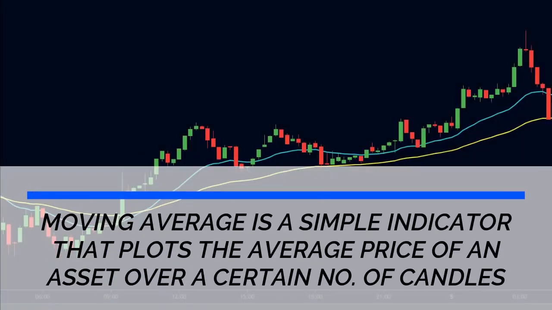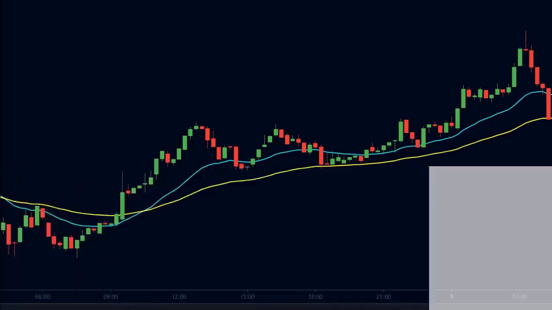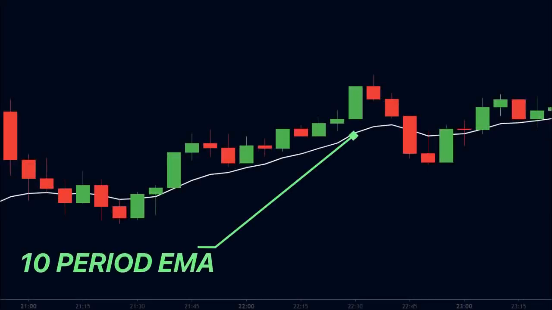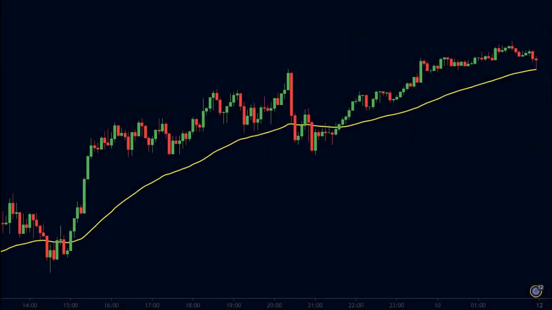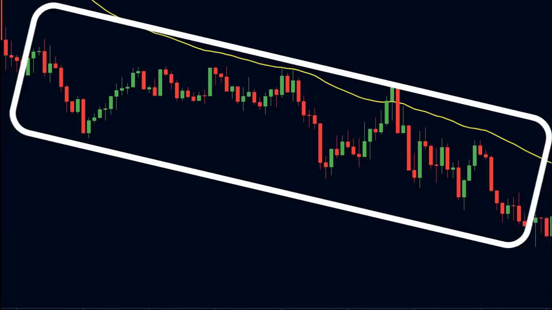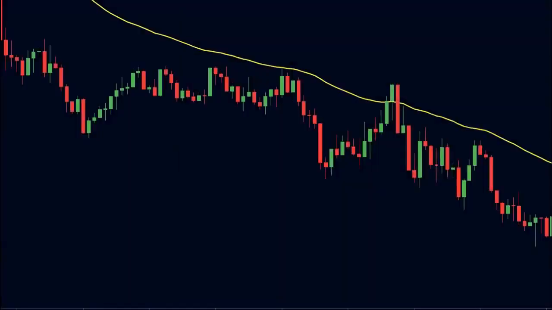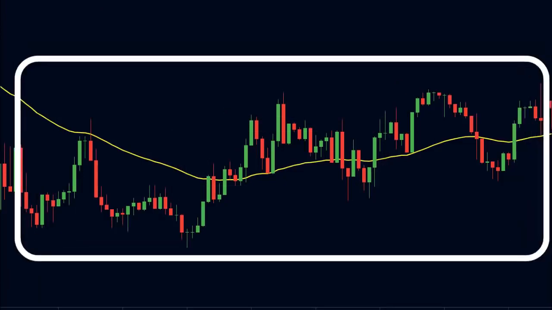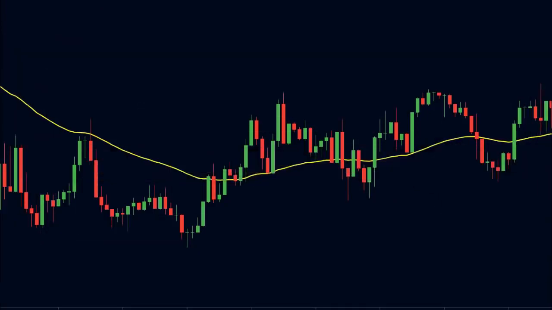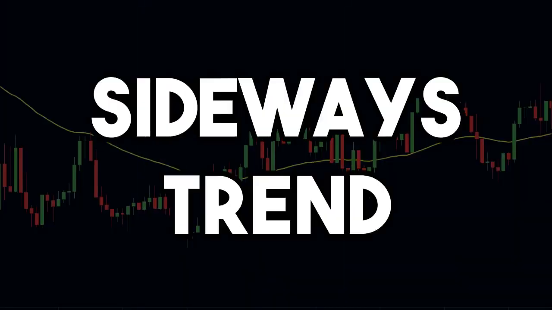A moving average is a simple indicator that plots the average price of an asset over a certain number of candles. For instance, a 10-period moving average will give the average price of an asset over the last 10 candles. When the price is above the moving average, and the moving average is sloped upwards, the price is considered to be in an uptrend. Similarly, when the price is below the moving average and the moving average is sloped downwards, the price is said to be in a downtrend. And when the price is moving around the moving average, and the moving average is flat, the asset will be considered to be in a sideways range.